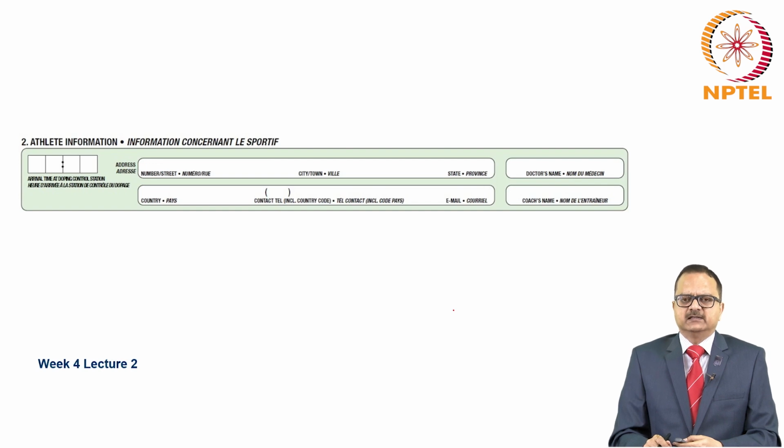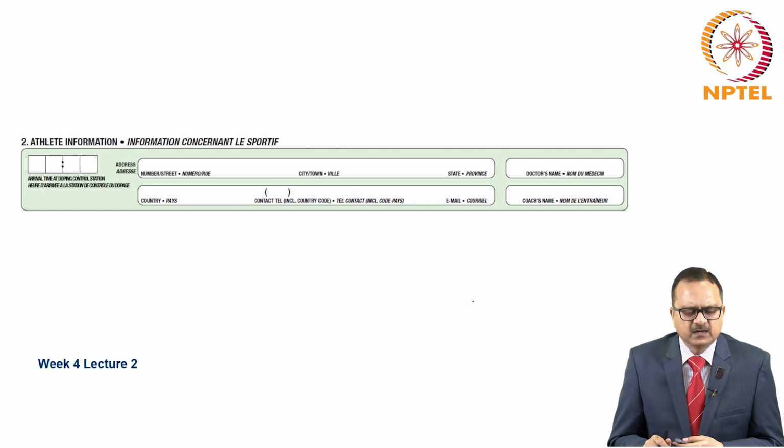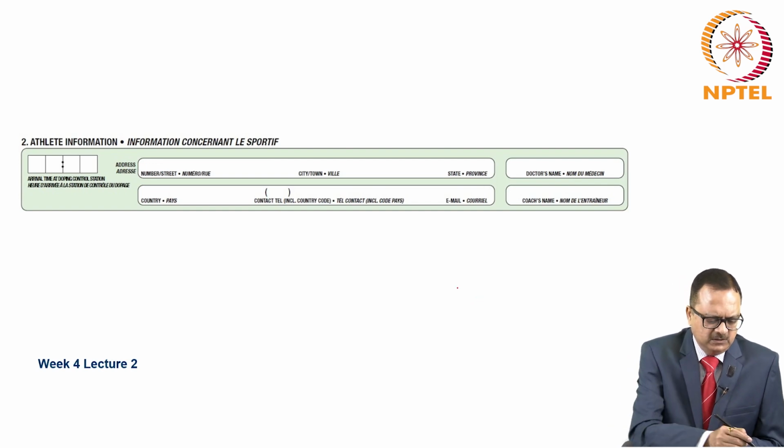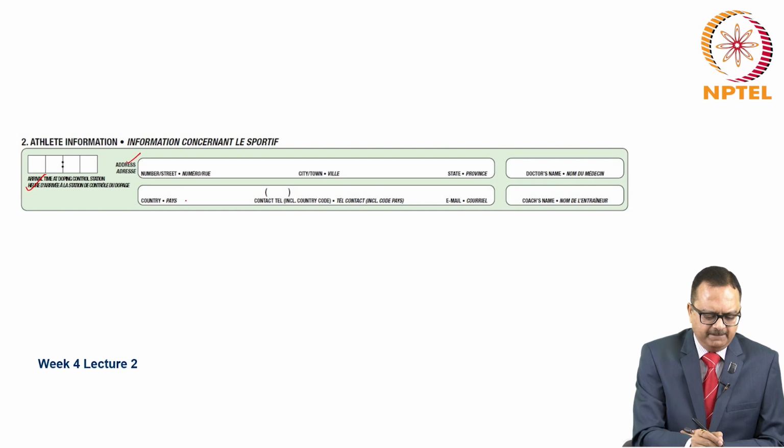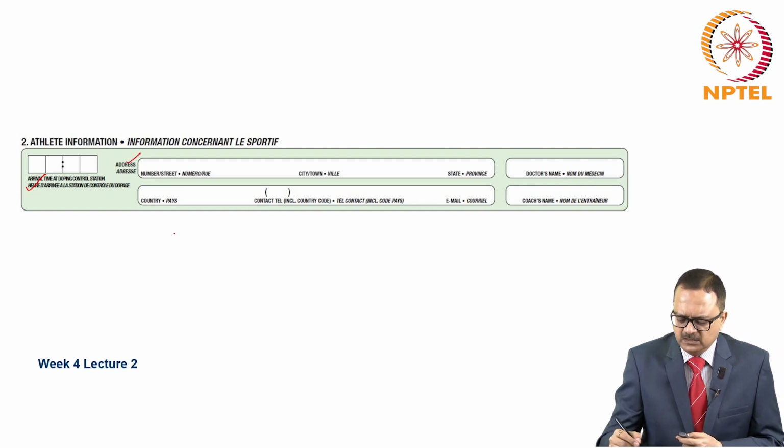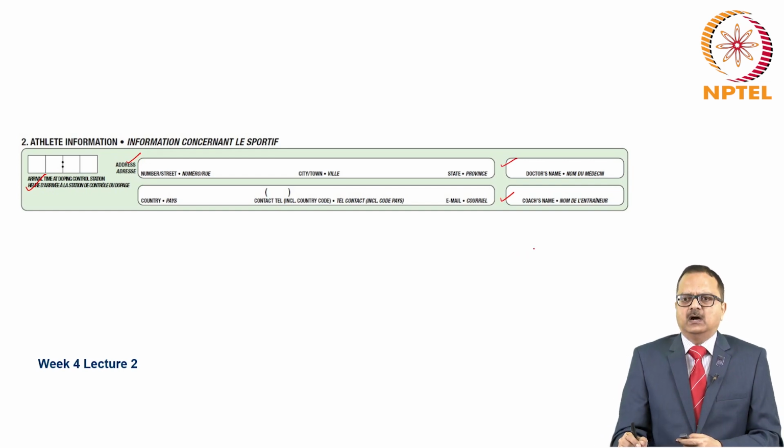After notification, the athlete has 60 minutes during competition to report to the doping control station, or within 15 minutes if it is an out of competition test. When the athlete arrives at the doping control station, the doping control staff notes the time of arrival at the doping control station. The athlete's address is noted here, and the coach's name and the team doctor's name are noted in these columns.